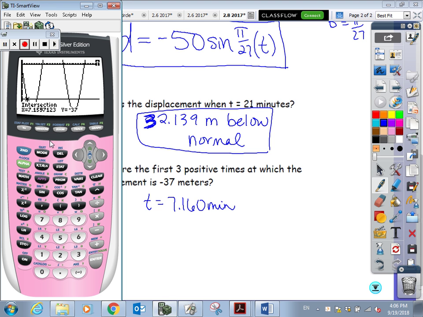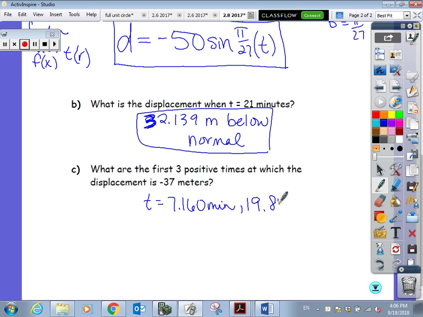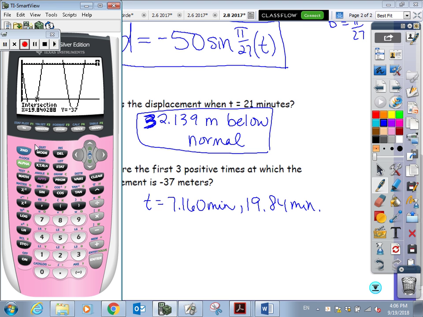Well, we need the next point. Second trace 5. Again, I'm going to go down once, so I scroll on my horizontal line. Enter, enter, enter. 19.84 minutes. And then we do it one more time. Second trace 5. Scroll over to our third positive time. Enter, enter, enter. And 61.16 minutes.